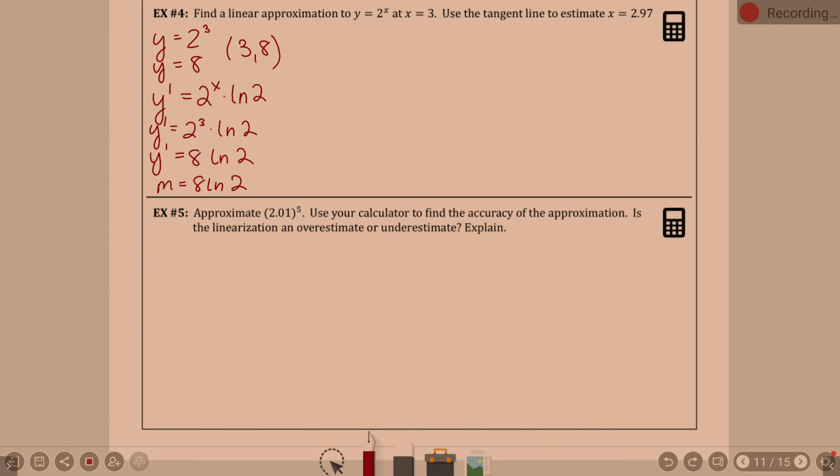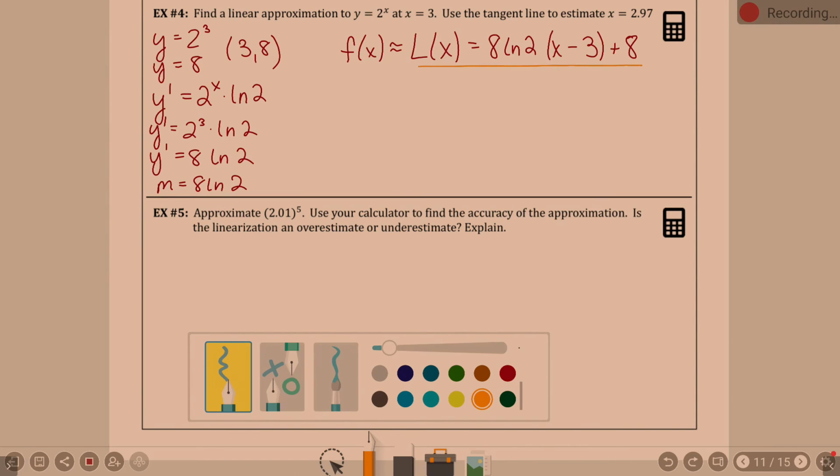Can you write your linear approximation? I sometimes get tired of writing that f of x is approximately equal to, but there's L of x. So slope, which is 8 natural log of 2, times x minus my x value, 3, and then plus 8. There is my linear approximation.